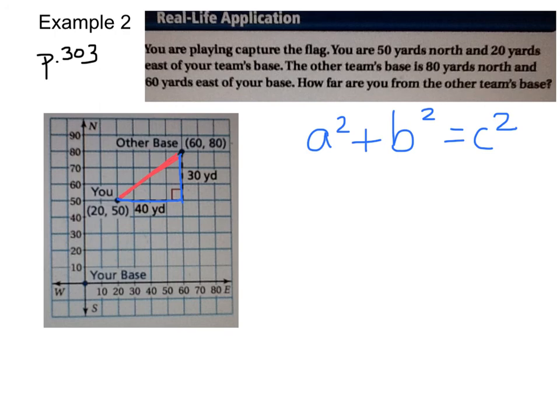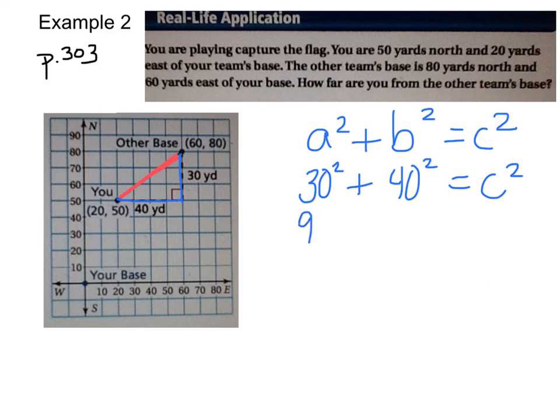So notice what they did here. They counted by tens, 10, 20, 30. So that means each of these over is 10. So this is 10, 20, 30, 40. This is a length of 40. The other length of a leg is 30. So I'm going to plug in 30 squared plus 40 squared equals C squared.